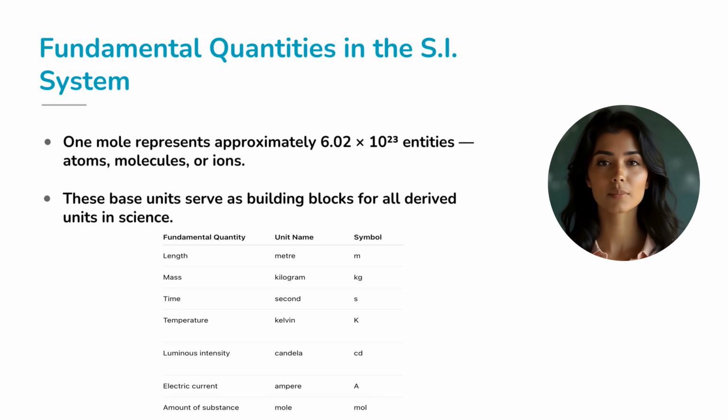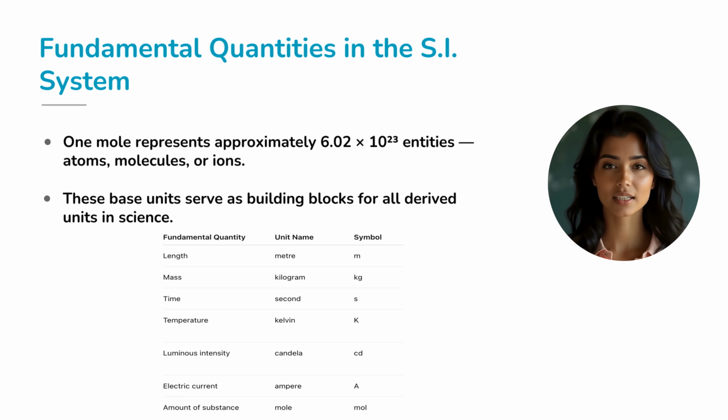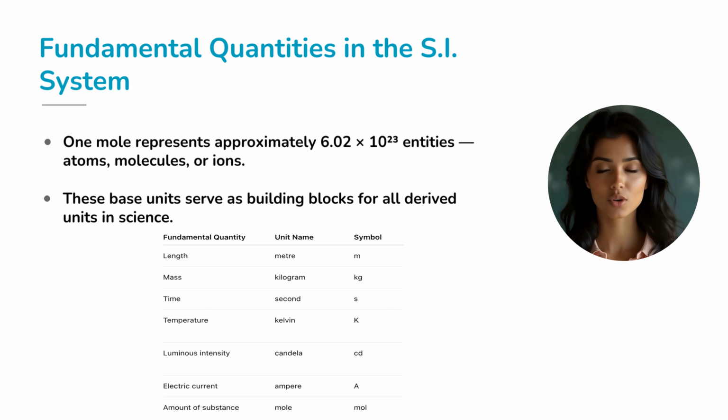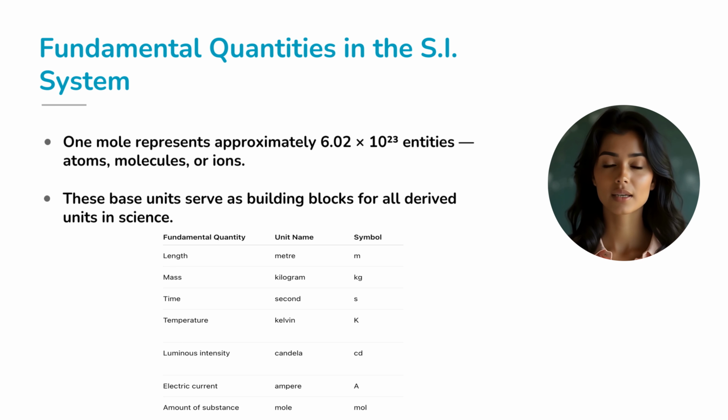First comes length, measured in meter, symbol m. Then we have mass, measured in kilogram, symbol kg. Time is standardized as second, symbol s. When it comes to temperature, scientists use Kelvin, symbol K, not Celsius, because Kelvin starts from absolute zero, the coldest possible point. Then we have luminous intensity, measured in candela, symbol cd, and electric current, measured in ampere, symbol A. And of course, for us chemists, the most exciting unit, amount of substance, measured in mole, symbol mol.